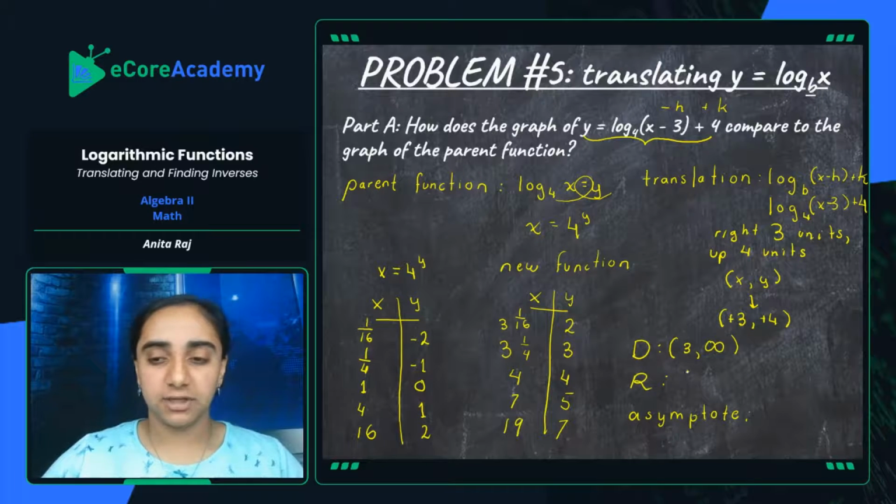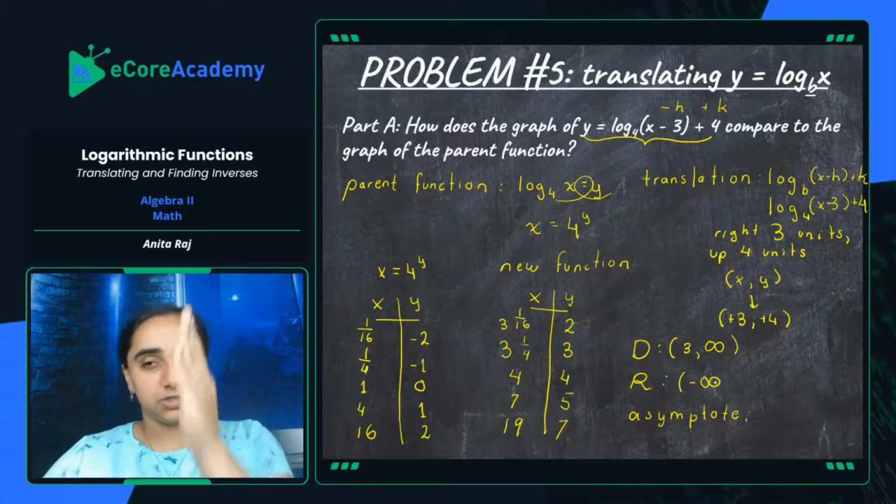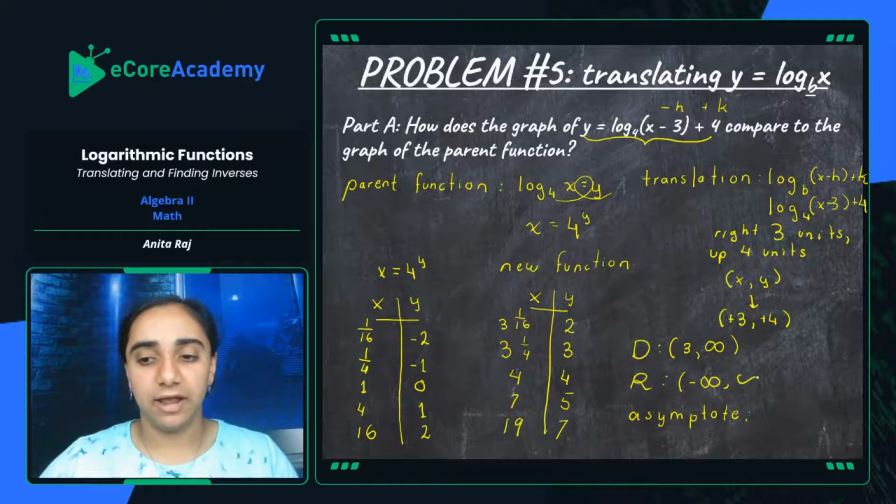As for the range, like we said, all log functions have an infinite range because we can just go straight up and down, as you'll see in the graph. And then the asymptote, as we just said, is at x equals 3.